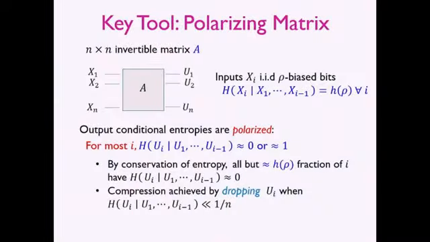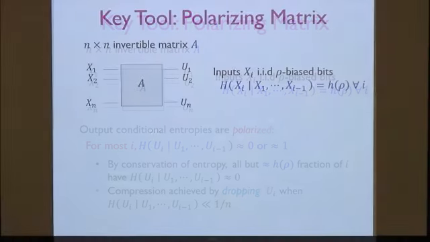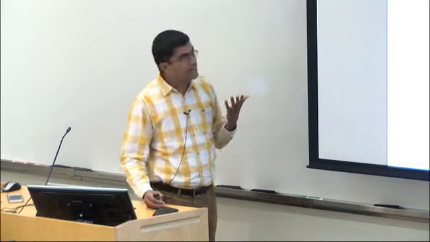A key tool underlying polar codes to achieve this is what is called a polarizing matrix. So rather than an m by n matrix which compresses, let's think of an n by n invertible matrix. You have n IID bits at the left, and then you apply an invertible transformation. On the left, because the bits are IID, each conditional entropy given the previous bits is the same. It's just h of rho.